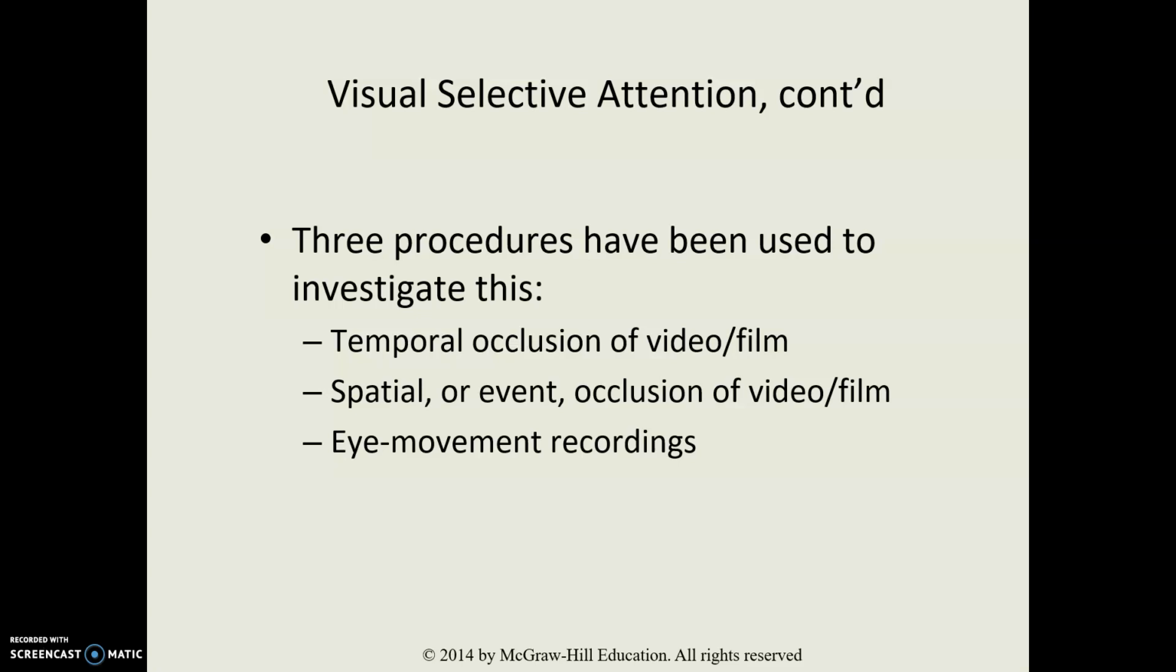So you have temporal time, you have spatial or event occlusion, and then they've also done research with eye movement recordings. And the problem with eye movement recordings is that it does not measure peripheral vision, and we know that peripheral vision does play a role as we attend to information and make decisions about certain movements. But anyway, those are the three ways that they have done research with visual selection attention. And if you're interested in learning more about that, I would recommend going to the chapter in the textbook that actually talks about visual selection and research in that area.